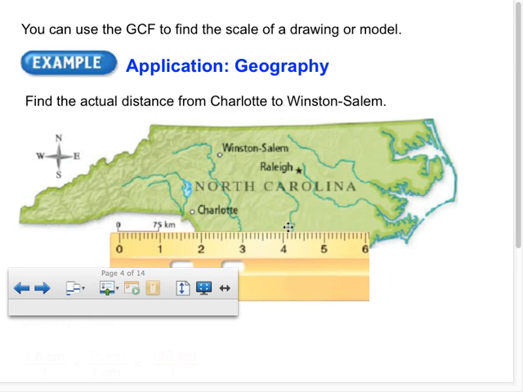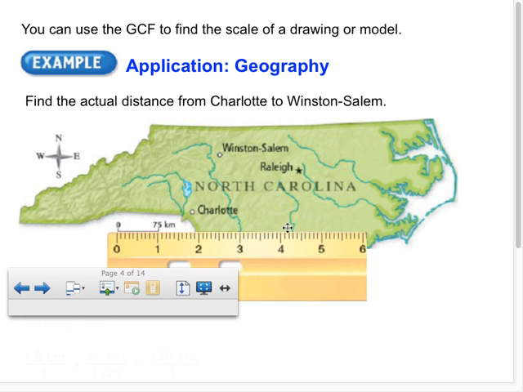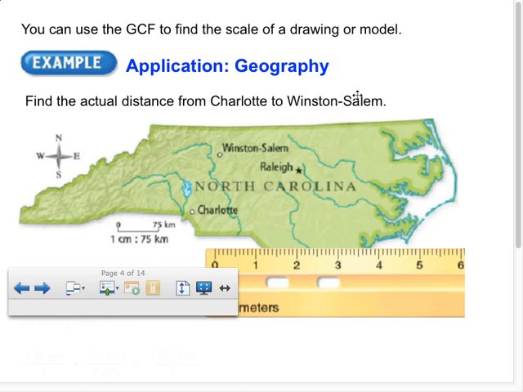You see this ruler? Do you see the scale over here? It says each centimeter is worth how many kilometers? Okay, so what I did is I took this ruler, and you see that this is exactly 1 centimeter, right? I need to measure it from Charlotte to Winston-Salem. So first I see Charlotte right here. And do you guys see where Winston-Salem is on the map? Okay, almost directly north. So I would say northeast, right?